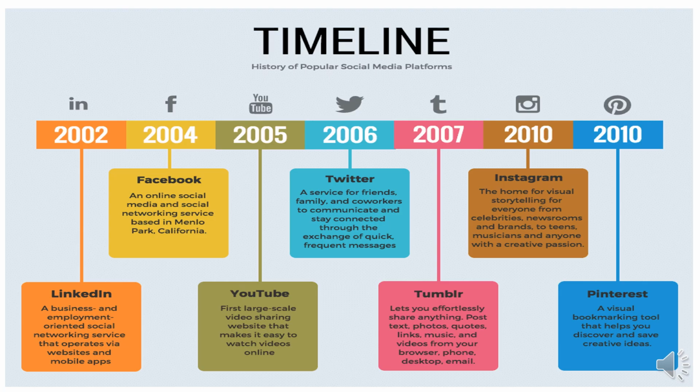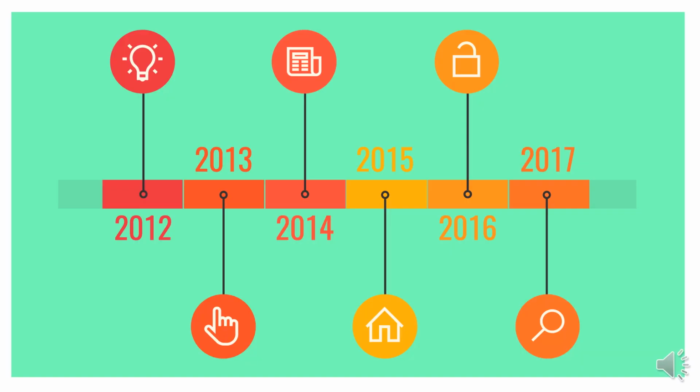Right? In 2002, what happened, and in 2004, Facebook was launched, and then YouTube, Twitter, Instagram, Tumblr, Pinterest. Okay, so this is the timeline of social media platforms. You can see here that this is a very colorful sort of timeline. Okay, now I'm going to show you another timeline.